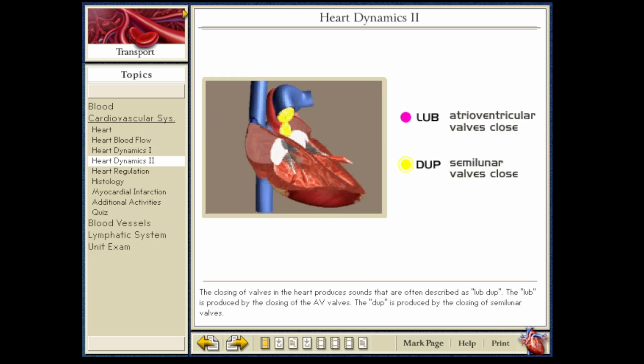The closing of the valves in the heart produces sounds that are often described as lub-dub. The lub is produced by the closing of the AV valves. The dub is produced by the closing of the semilunar valves.